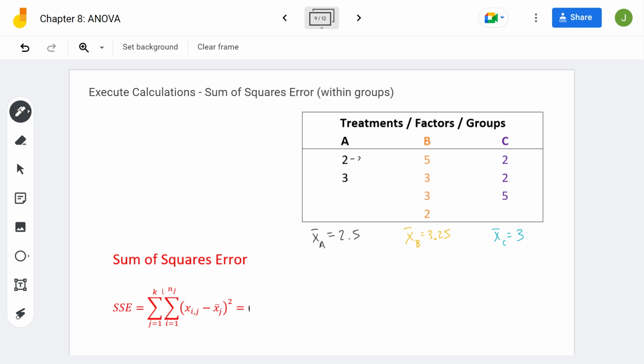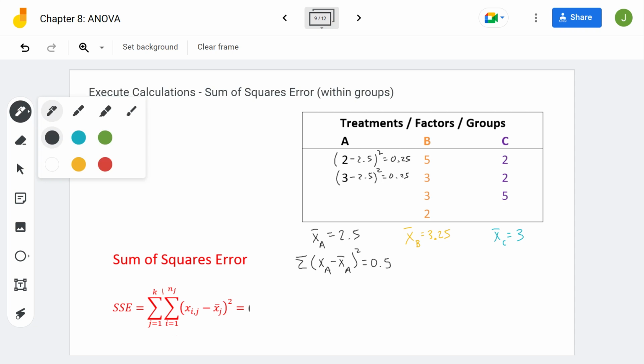So we're going to have 2 minus 2.5, and we're going to square that. That would be negative 0.5, and when we square negative 0.5, that's going to be a positive 0.25. 3 minus 2.5 squared, again, that's going to be 0.25. The way I'm going to write this is a little bit different, but I'm just going to say this is the sum of the x in column A minus x bar of column A, squared. That's essentially what I did right there. If I add those up, that comes out to 0.5, adding 0.25 and 0.25 together. So that's the sum of squares for column A.